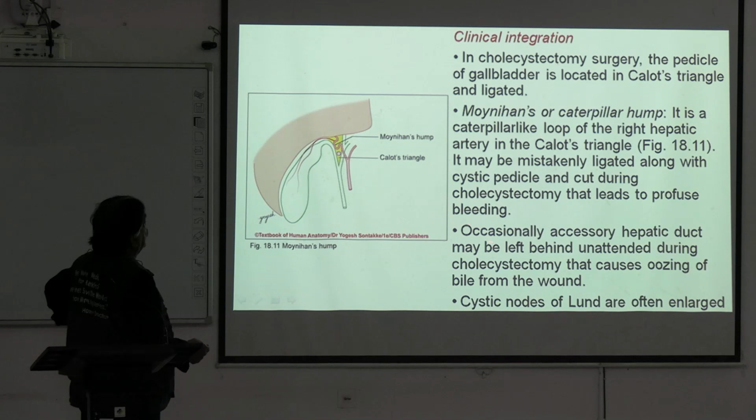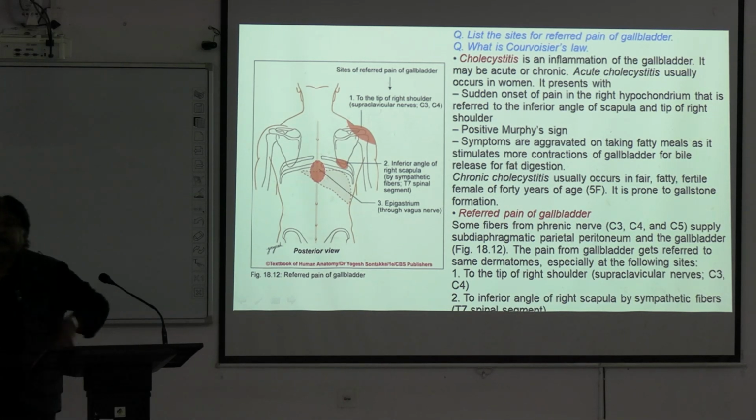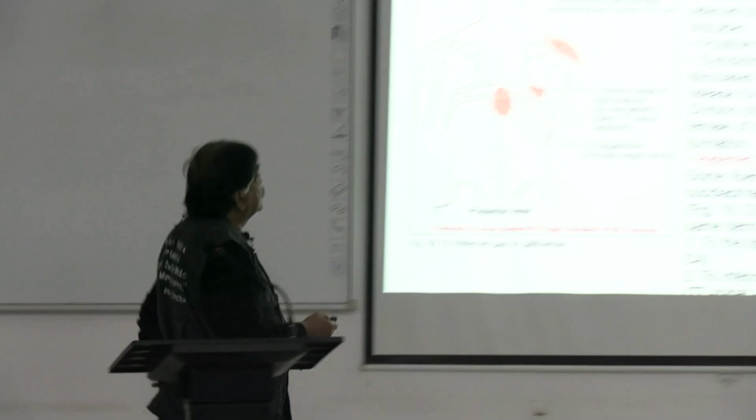Now, occasionally accessory hepatic ducts may be left behind unattended during cholecystectomy, which causes oozing of bile from the wound. Cystic nodes of Lund are often enlarged. Next, the list of sites for referred pain of the gallbladder. What is Courvoisier's law? Now, this is very important. You might get a question of 10 marks, referred pain in cholecystitis.